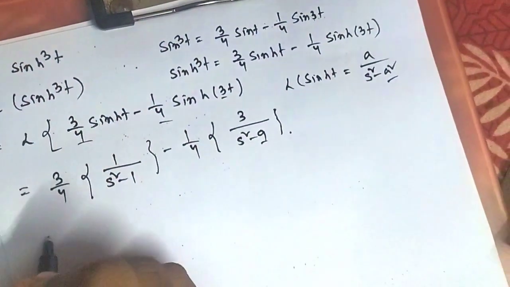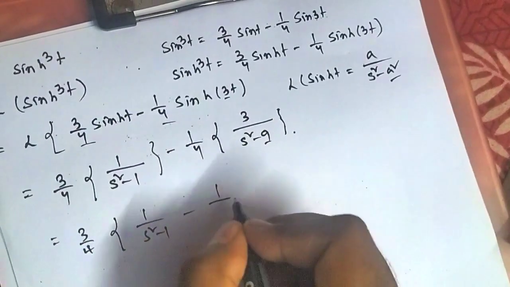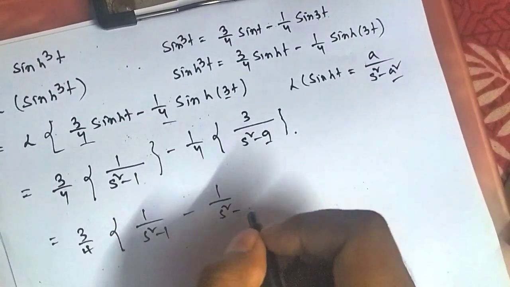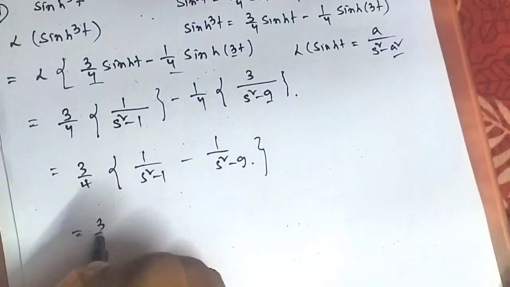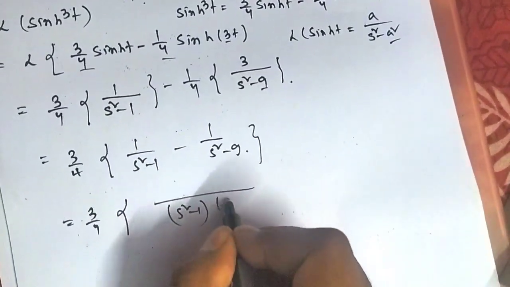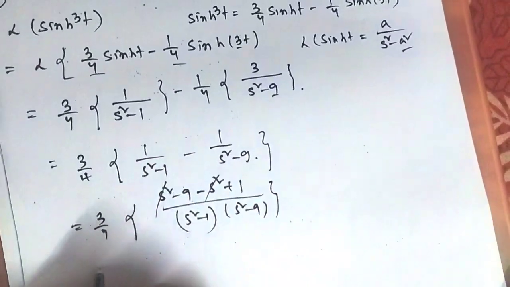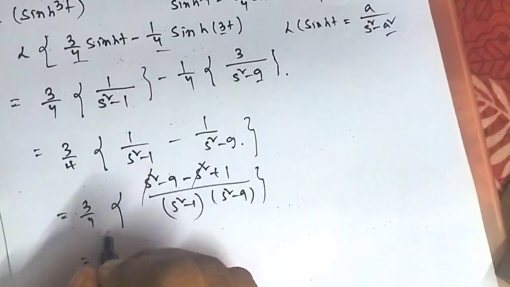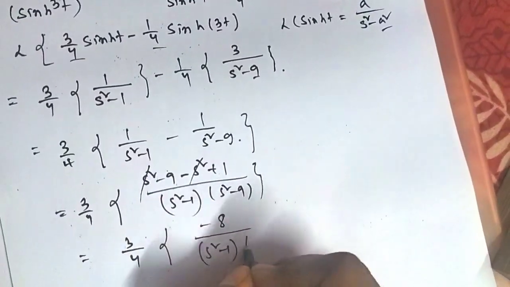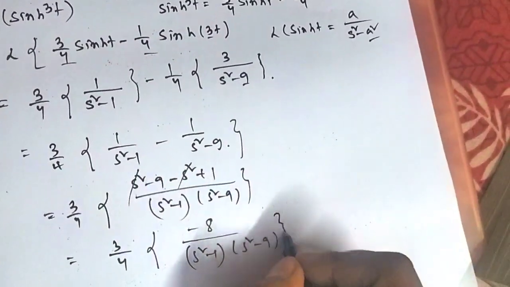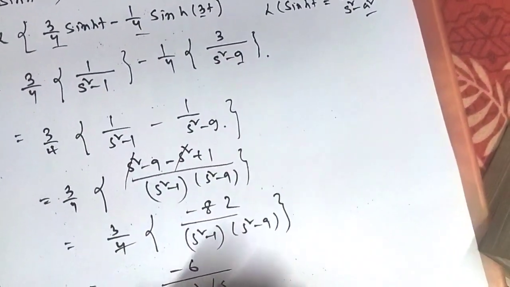Now the simple calculation. So 3 by 4 times 1 by s squared minus 1 minus 1 by s squared minus 9. So 3 by 4 times, over s squared minus 1 into s squared minus 9, the numerator is s squared minus 9 minus s squared plus 1. The s squared terms cancel, leaving minus 8. So 3 by 4 into minus 8 by s squared minus 1 into s squared minus 9. So the answer is minus 6 by s squared minus 1 into s squared minus 9.